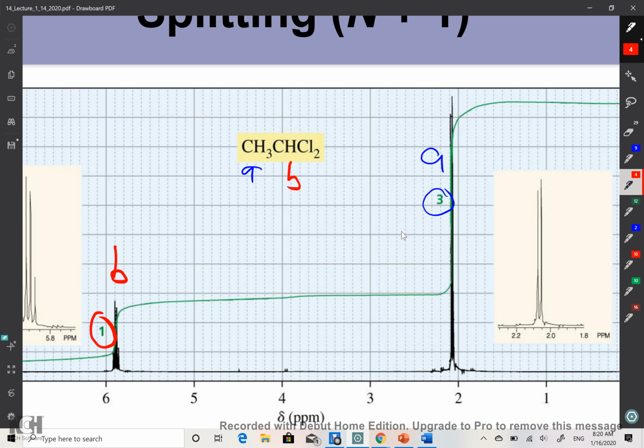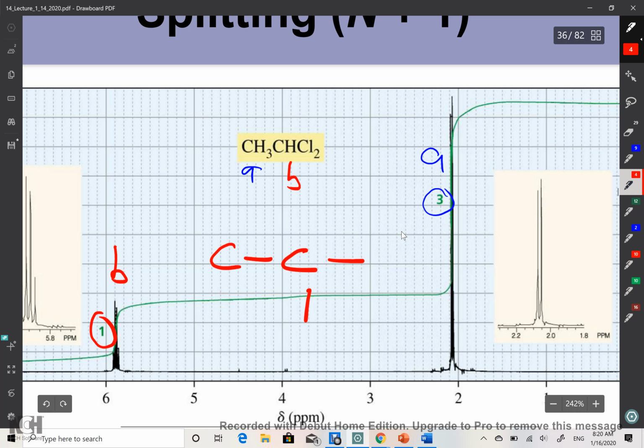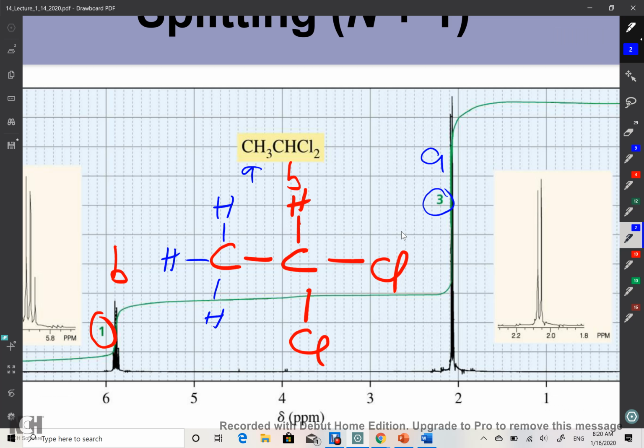Okay. Now, the next thing I will do, I will expand the structure. Let's expand the structure. That's the expanded structure over there. Now all the blue protons belong to A, and the red one belongs to B.